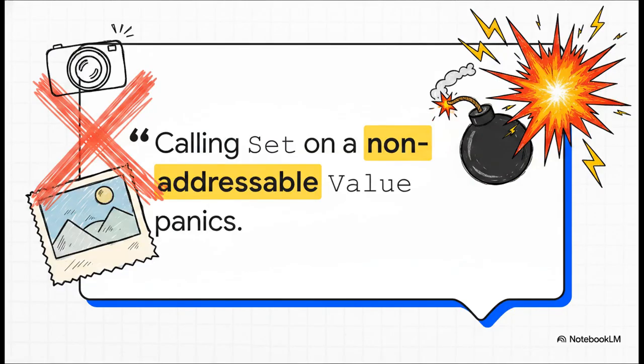And let me be perfectly clear. This is not a gentle suggestion. If you try to call Set on a value that isn't addressable, if you try to write on that photograph, your program will panic. It will just explode. And this isn't a compile time error your editor will catch. This is a runtime bomb.